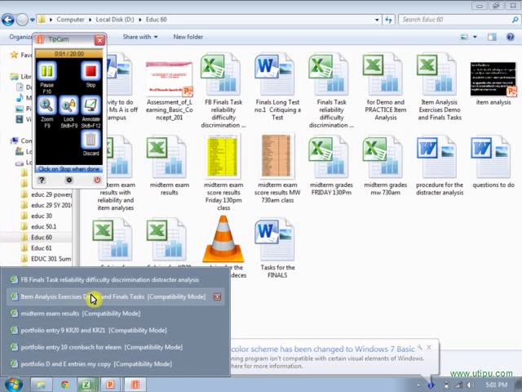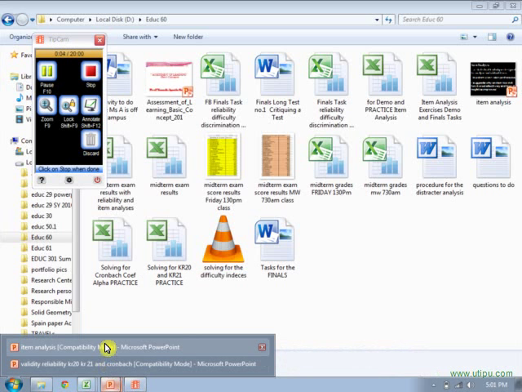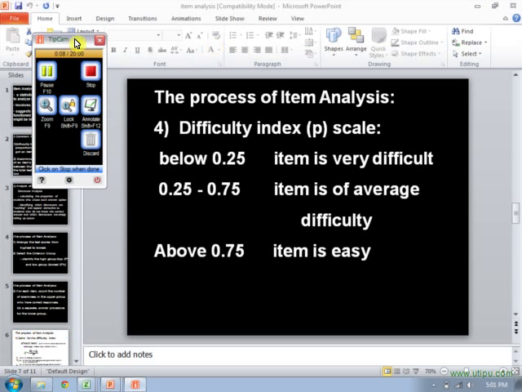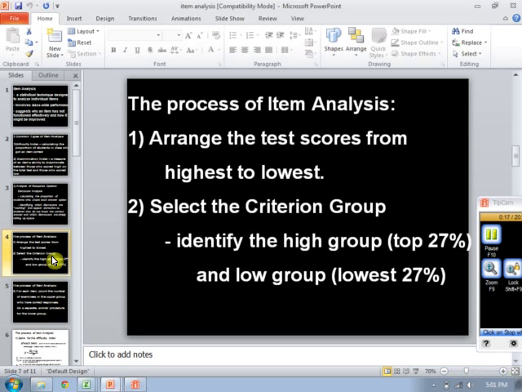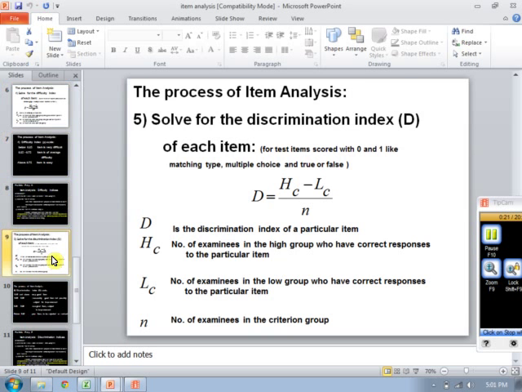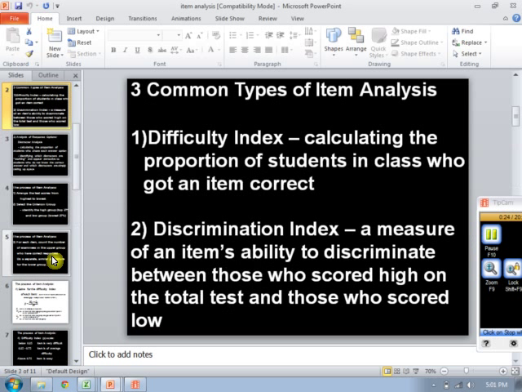Starting now. We're gonna do this fast. Alright? So, aside from the difficulty level, you should be able to determine the discrimination index. This is going to be easy because it's probably just the same but of a different concept. When we talk about discrimination, let me get back to that definition.